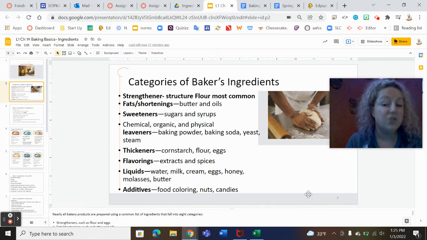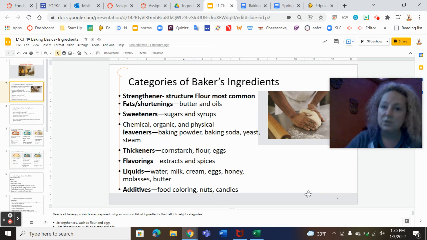Sweeteners would be sugars and syrups. There are artificial ones and there are natural ones. Each one has a different purpose in that baked good and will ultimately also determine the final product. When it comes to leaveners, there are three different types, and leaveners essentially come down to things that make your baked good puff and rise. That's your basic use there.